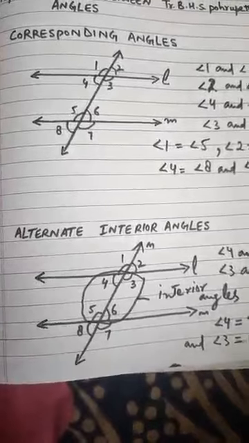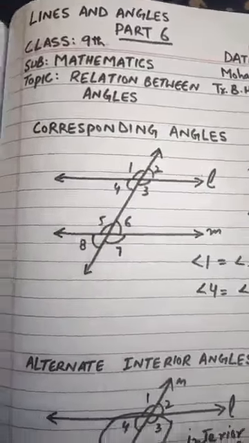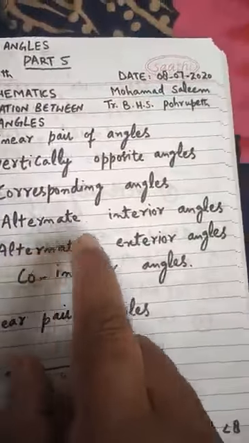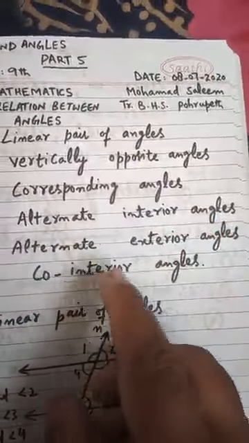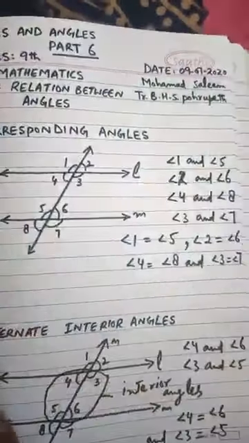Okay, in the next lecture, lecture number 7, we will talk about the remaining two relations, that is alternate exterior angles and co-interior angles.